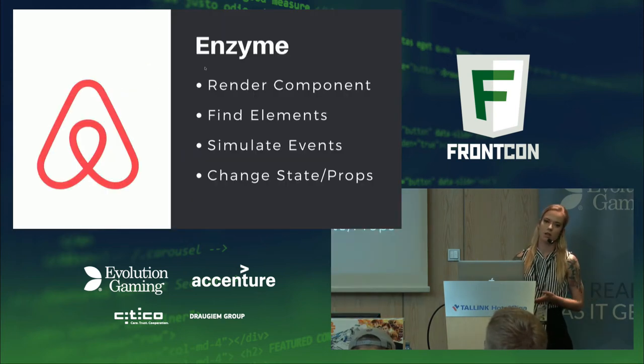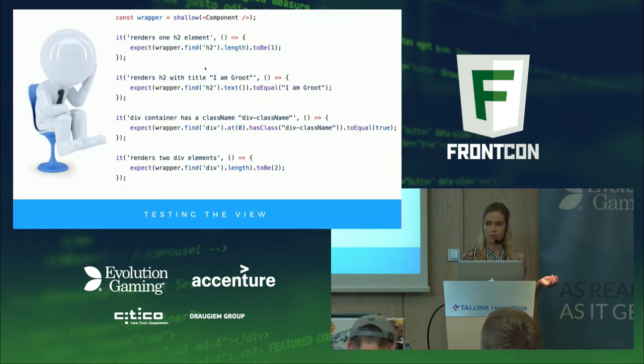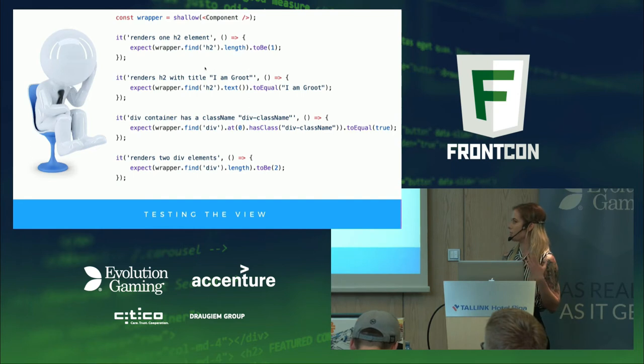With Enzyme, you can render your components. You can find elements in the view with jQuery-like selectors. Or you can simulate events like clicking a button or filling in an input and do so much more. And of course, you can test your view like this, but it would take a long time to assert each element. And if you change your view, it will take a long time to fix all these tests after. And who really wants to do that, right?